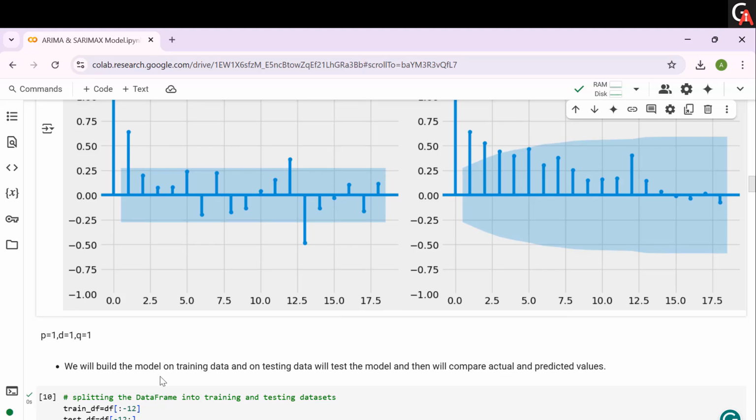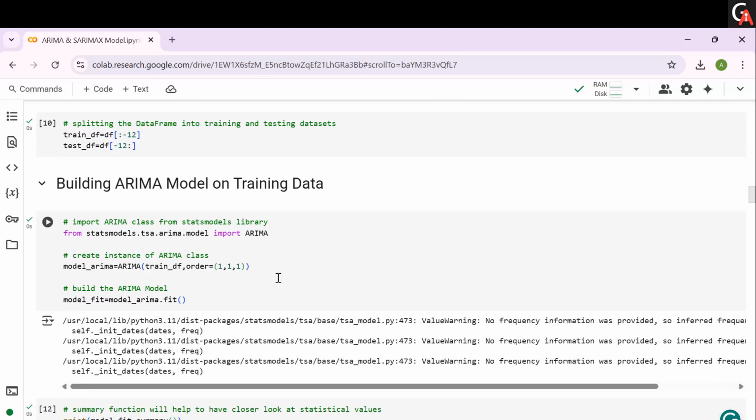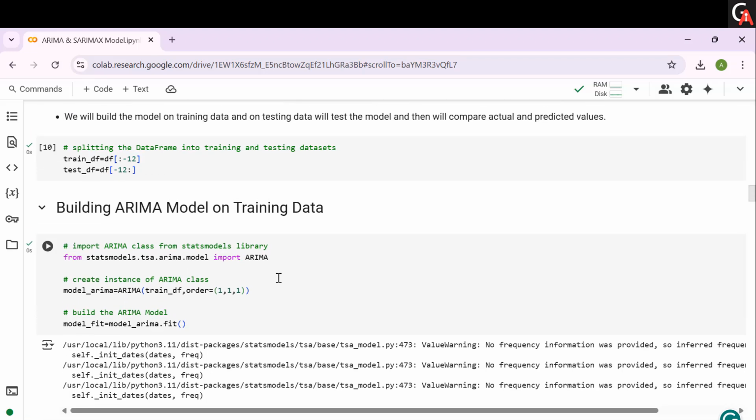Now, we'll try to build the ARIMA model. But before that, we'll split our data set into two parts. Why so? Because we'll build our model on the training data, and on the testing data, we will test our model. Then we can compare the actual values of the testing data that we have and the predicted values by our ARIMA model. So that's why we are doing the split over here.